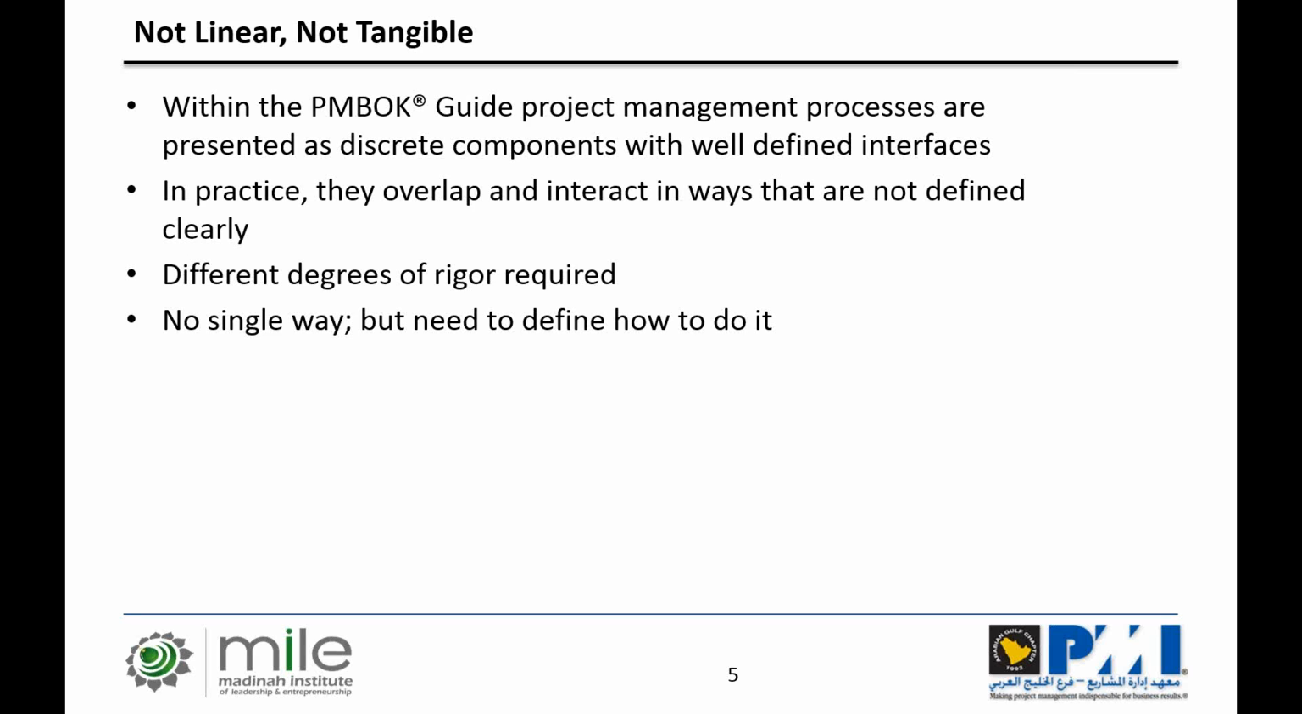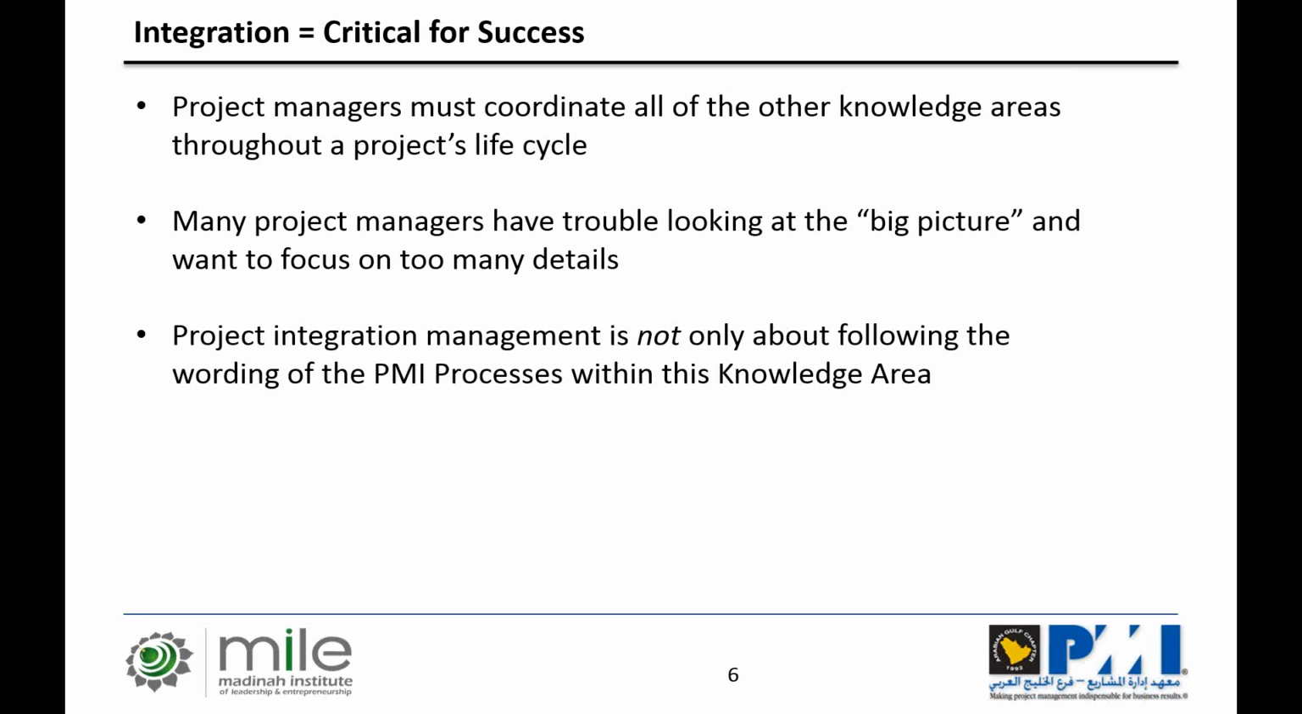So within the PMBOK Guide, the processes are presented as discrete components, with, of course, different levels of rigor and focus that are required, but there's no single way to capture what we need to do in project integration. But you can establish that project integration is critical for success. We must coordinate all the other knowledge areas and all the other things that we are doing in order to make sure that we follow what has to be done. Follow the life cycle, include everything. That's risk, that's assumptions, that's understanding constraints, defining success.